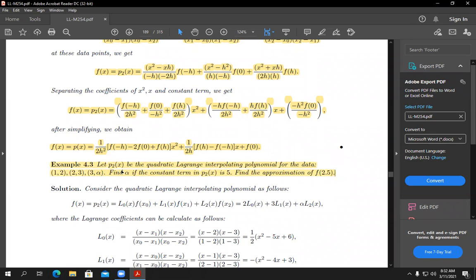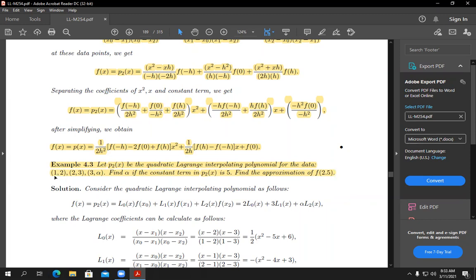It says, let P2 be a quadratic Lagrange polynomial for the data. You know, for a quadratic Lagrange polynomial, how many points do we need? We need 3 points. Yes, so we are given 3 points.